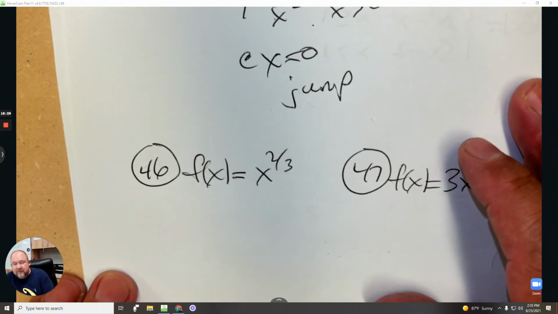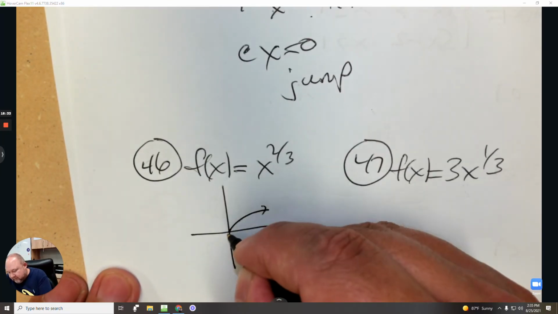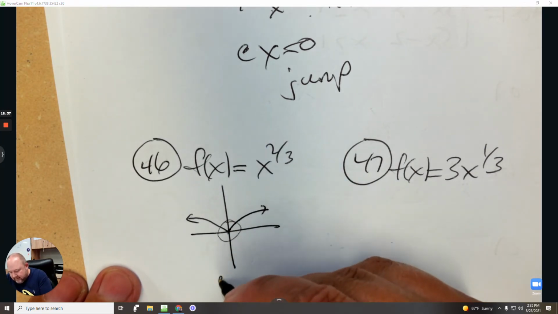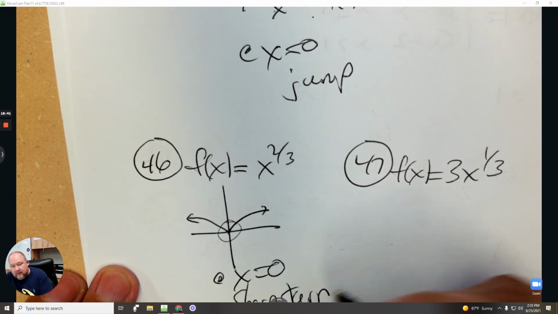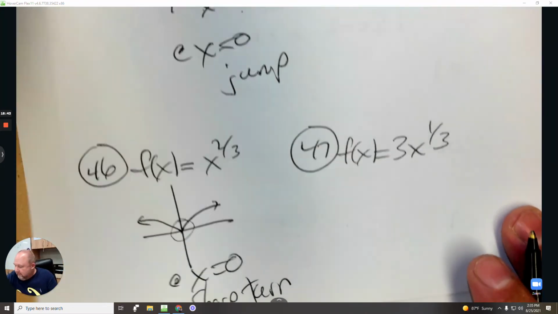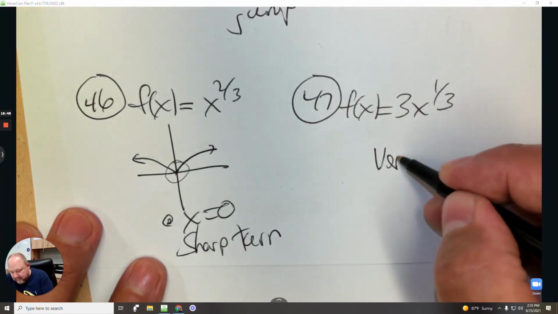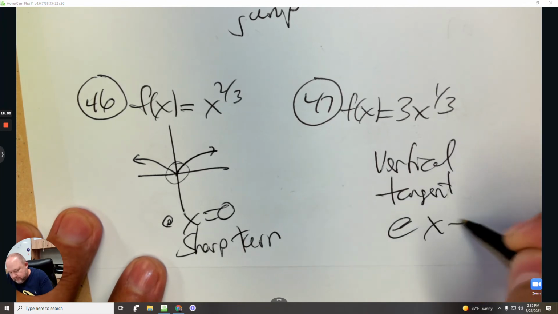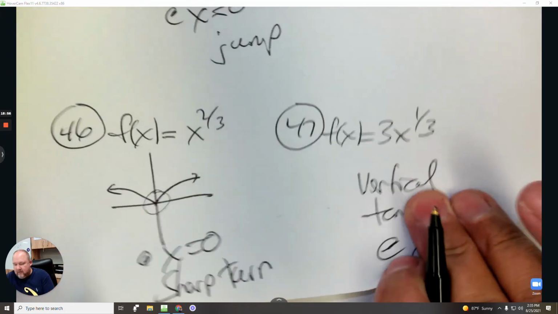For 46, x to the 2/3, it's a graph that looks like this. If you go back like 10 pages, there's a sharp cusp, a corner there at x equals 0. For 47, a cube root has a vertical tangent. So there's a vertical tangent at x equals 0. 48.